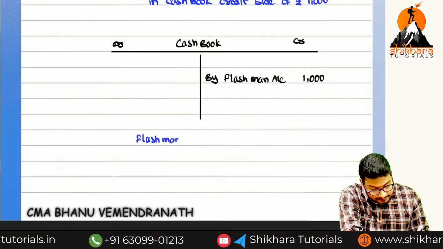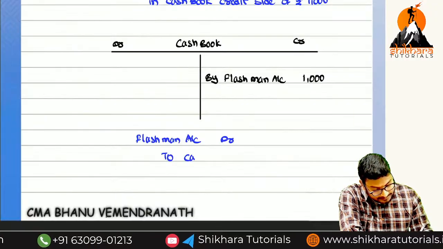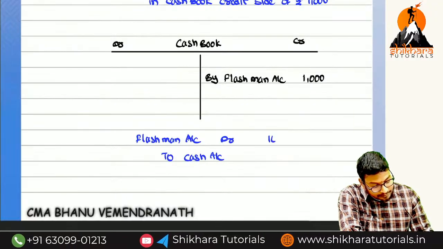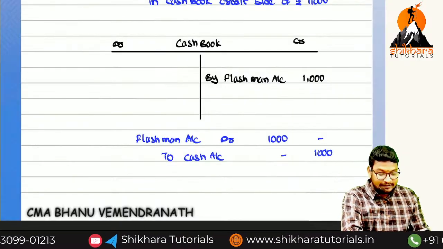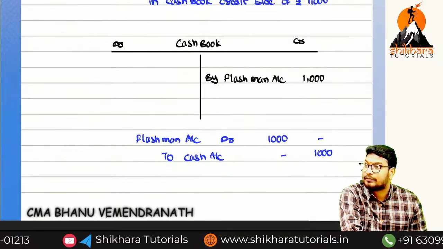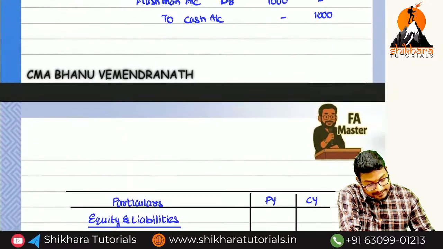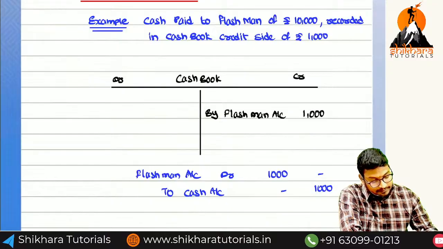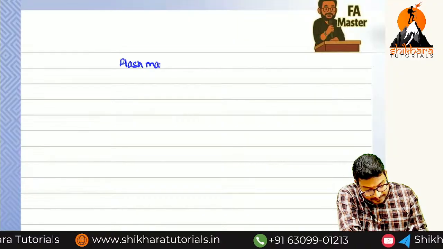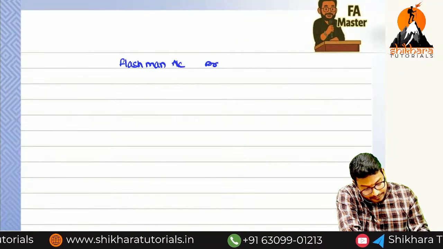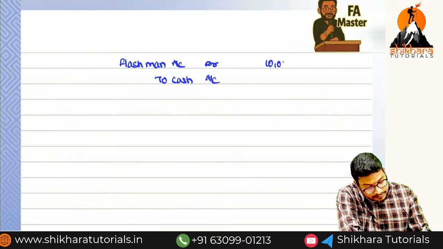Flashman account debited to cash account of rupees 1,000. Can you say the correct entry? Is this right or wrong? Entry correct, but amount is different. Okay, now what is the correct entry? Normally they should have recorded Flashman account debited to cash account of rupees 10,000.